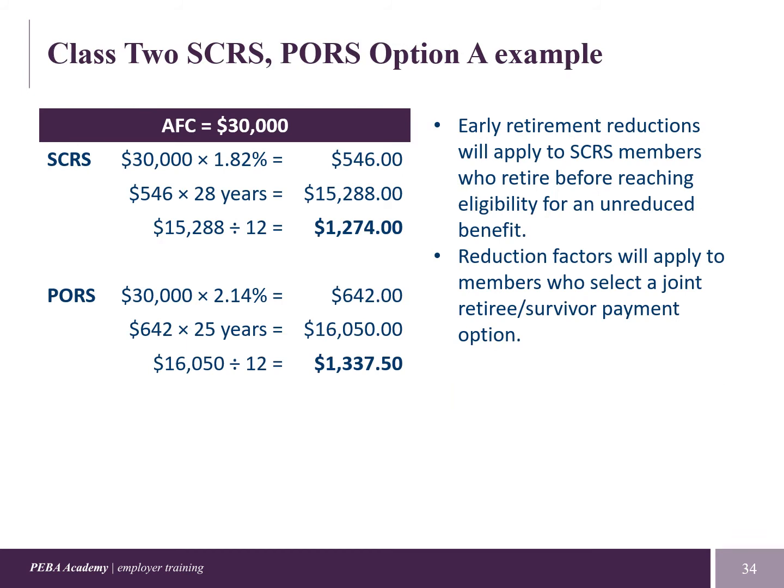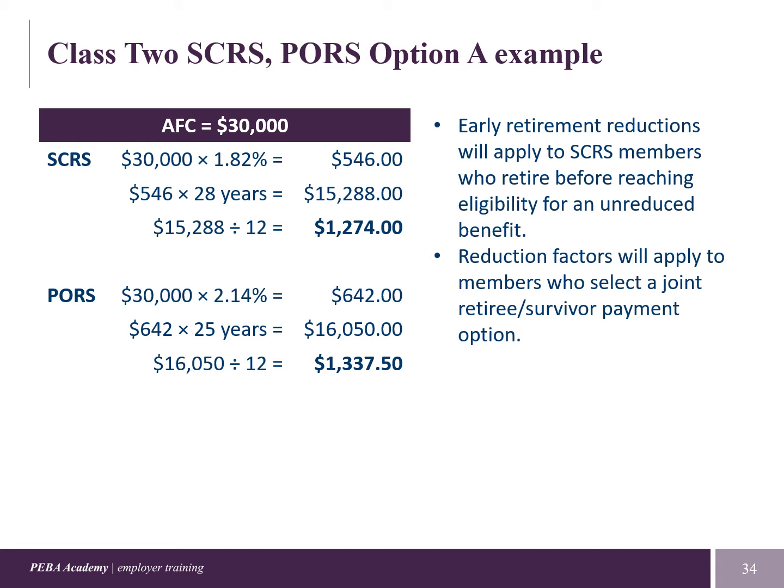Let's look at an example where an SCRS Class 2 member's AFC is $30,000 and he has 28 years of service credit. Multiply the AFC by 1.82%, which equals $546. Multiply $546 by 28 years of service, which equals $15,288. Finally, divide $15,288 by 12 for a gross monthly benefit of $1,274.